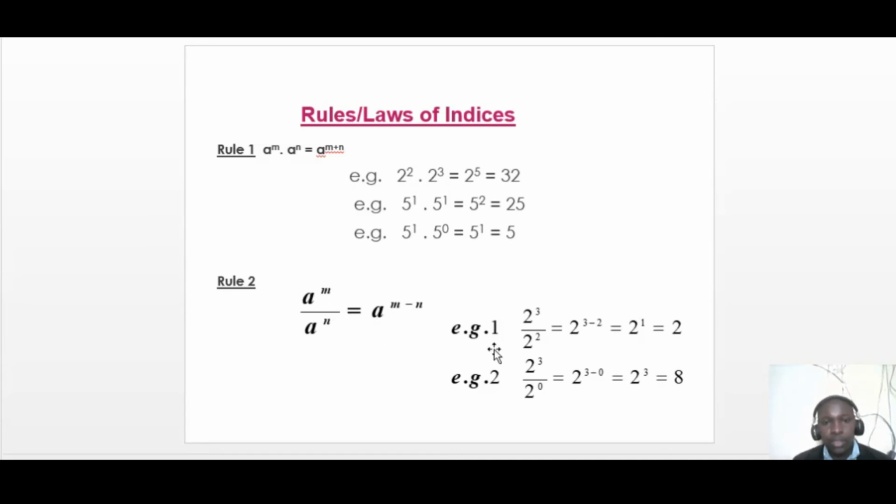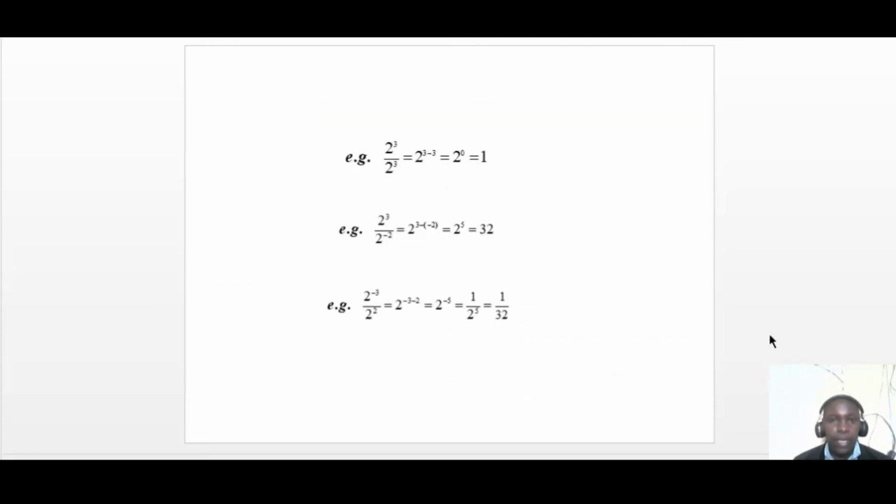Examples to illustrate this rule: if you have a number like 2 raised to power 3 divided by 2 squared, it is equal to 2, then subtract the powers, 3 minus 2, you get 2 raised to power 1, which is 2. Another example, 2 cubed divided by 2 raised to power 0 will give us 2, subtract the powers, 3 minus 0, you get 2 raised to power 3, which is equal to 8.